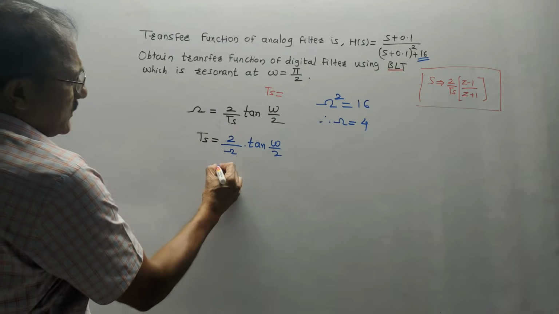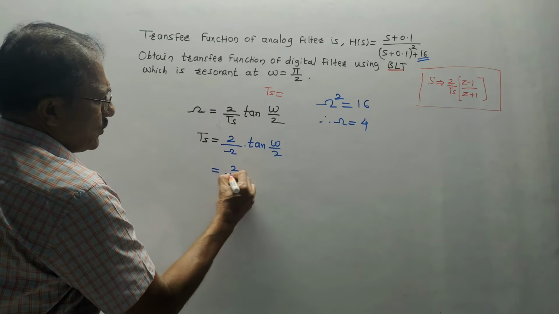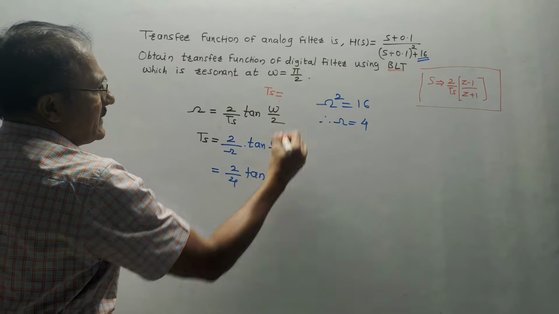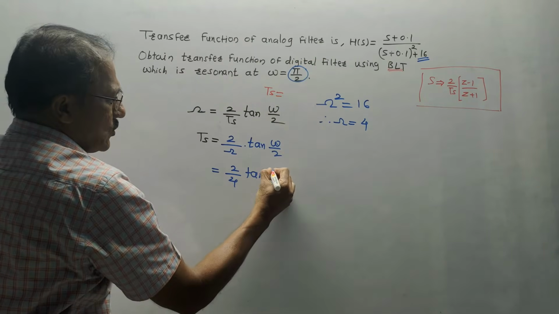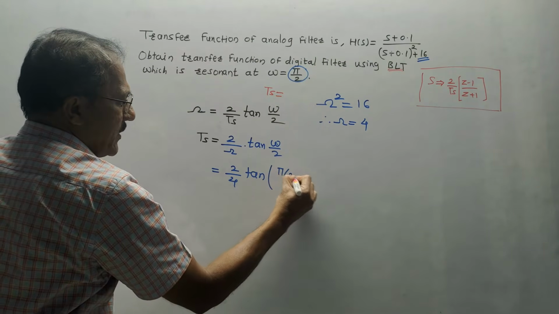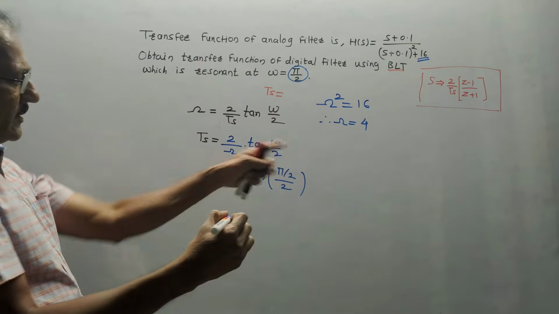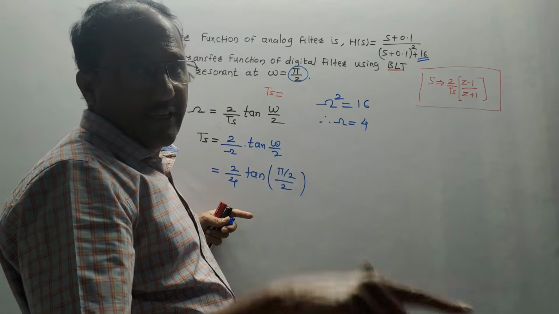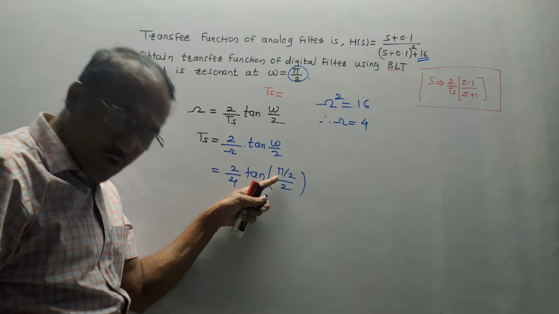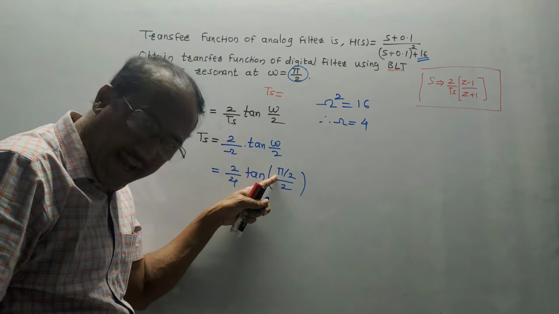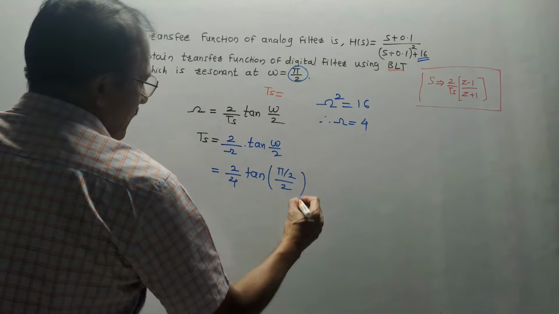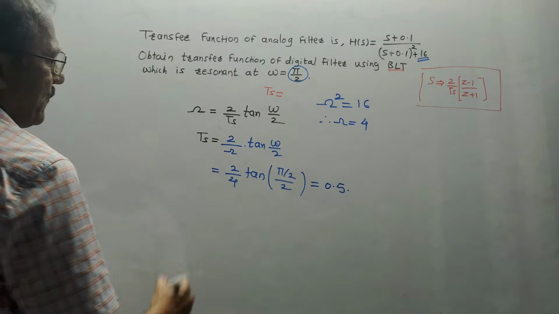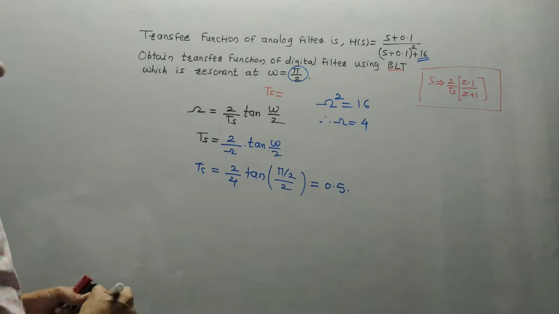So now it's pretty simple. Just put the values: 2 by 4 tan omega, the value of omega is given as pi by 2. So tan of pi by 2 divided by 2. If you solve this on the calculator, don't forget to keep the calculator in radian mode because you are doing the calculation with the value pi. If you solve this, you will get the answer Ts is equal to 0.5, that is the sampling time.